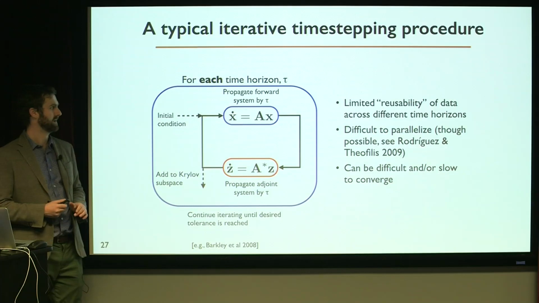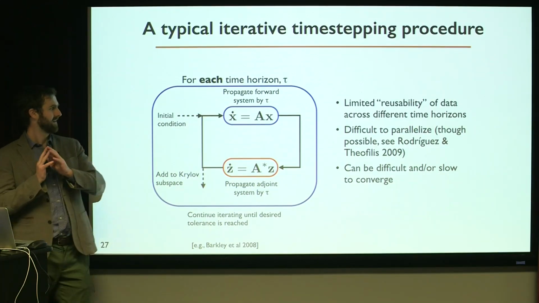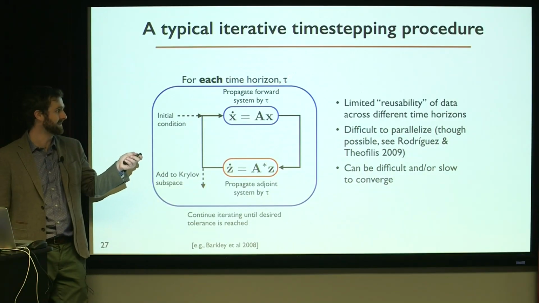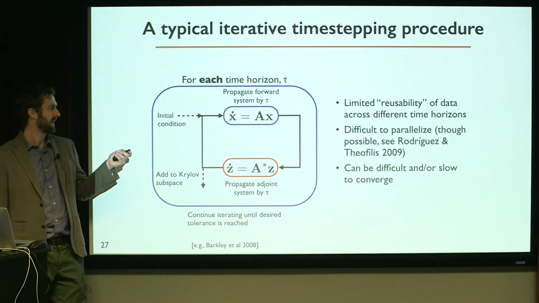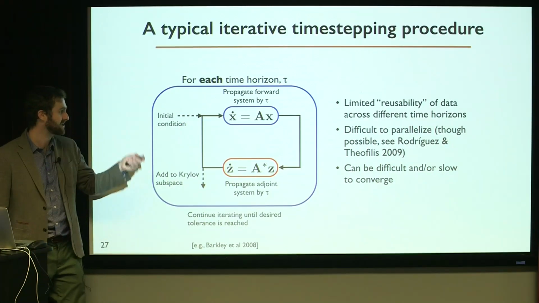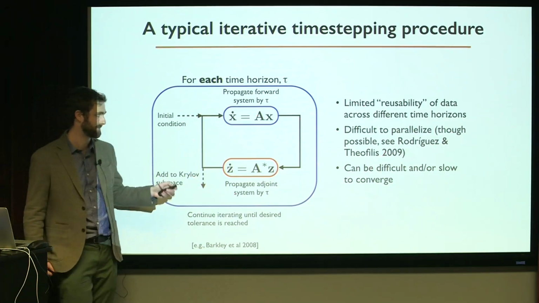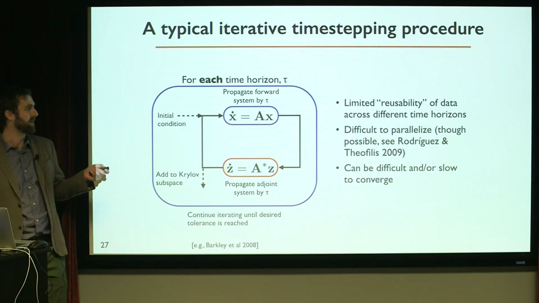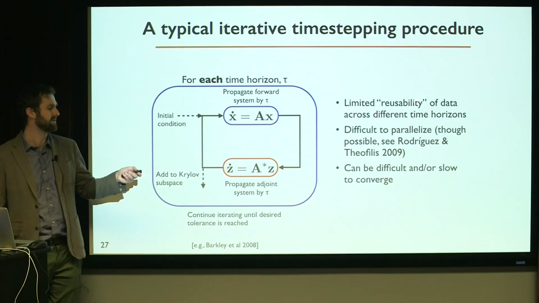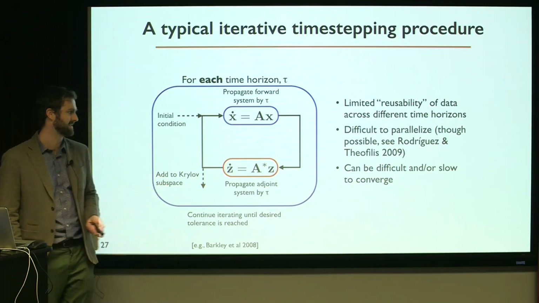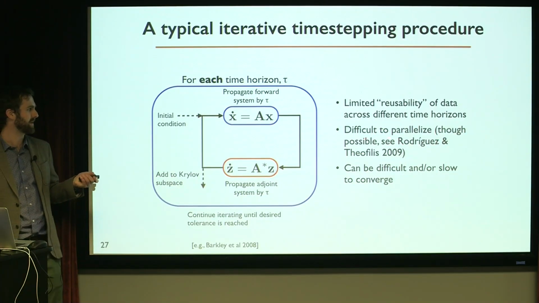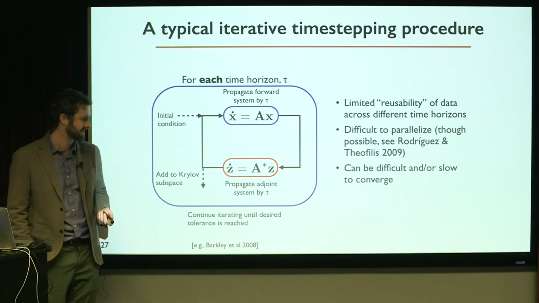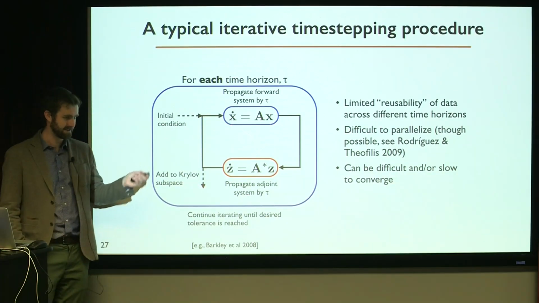The other big point, though, is that if we're looking at the amount of growth that our system can have over a given time horizon, and then we want to look at another time horizon, we actually need to basically start from scratch with this process. So what this means is that we have very limited reusability of our data across different time horizons. And also this method, due to its iterative nature, is relatively difficult to parallelize. But this is still sort of standard practice in the field.